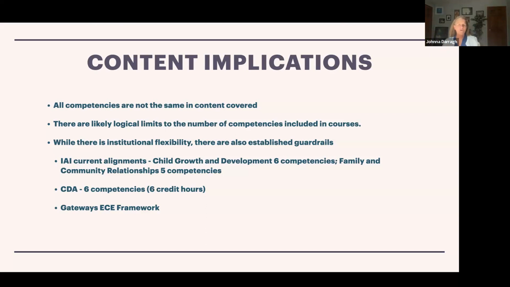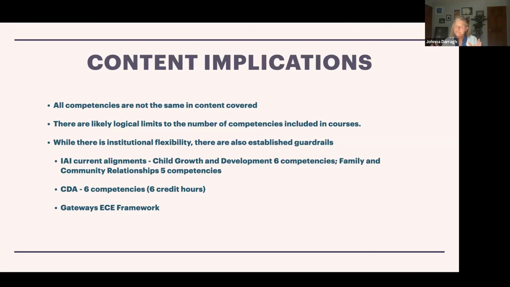So some existing guardrails, especially when we think about number of competencies initially, but it'll feed down into other things that we examine, are current alignments within IAI. I refer to IAI because there's been broad agreement and consensus around that. Right now in child growth and development, there are 6 competencies that are covered, and in family and community relationships, there are 5 competencies that are covered. And again, I'm referring to this information because it's just a nice referral point in terms of alignment. In the CDA, there are 6 competencies that are worth 6 credit hours. And I should note that both of those IAI courses are 3 credit hours.